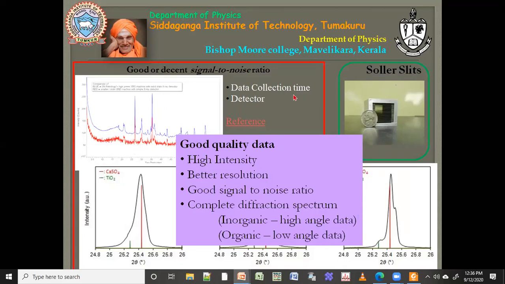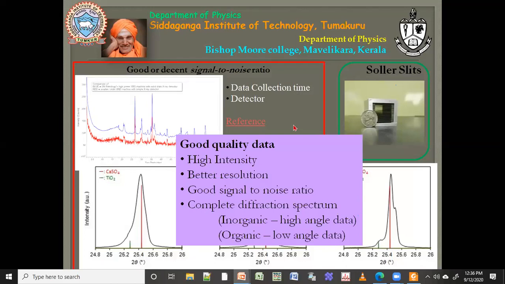So for publication, if you are doing 10 samples, maybe you are going to publish only one sample. You are doing so many other trials. So in that case, you can collect good data only for that one sample. You don't have to do it for all 10 samples, because machine time is very important.